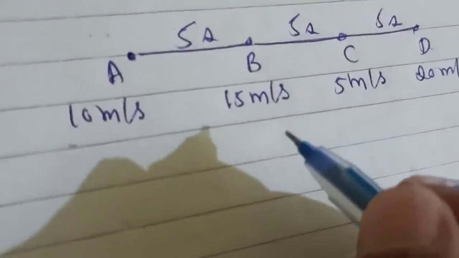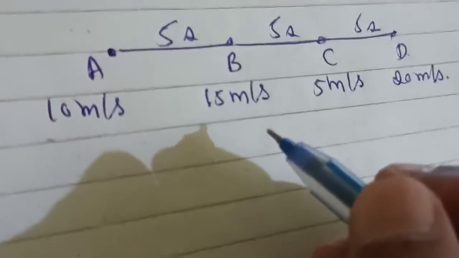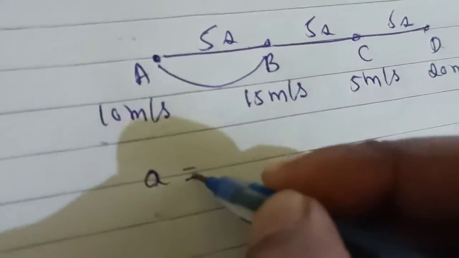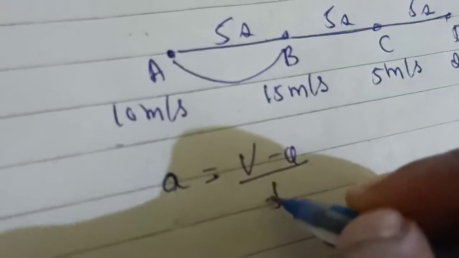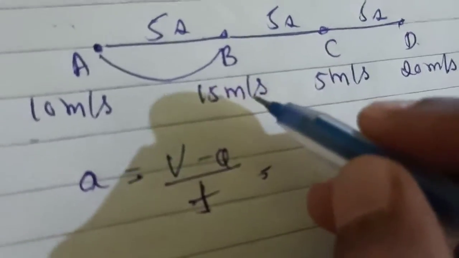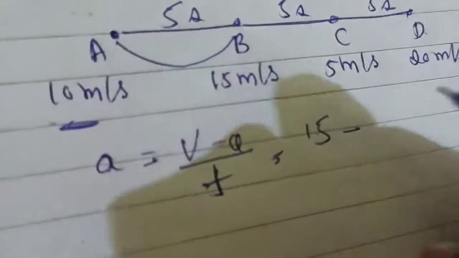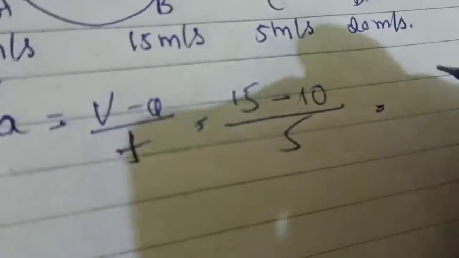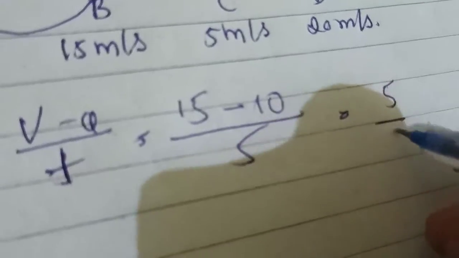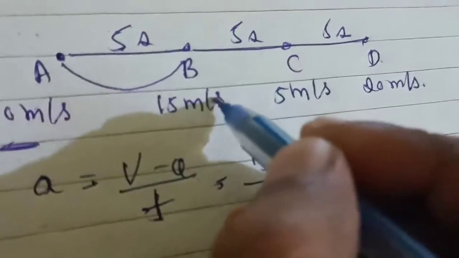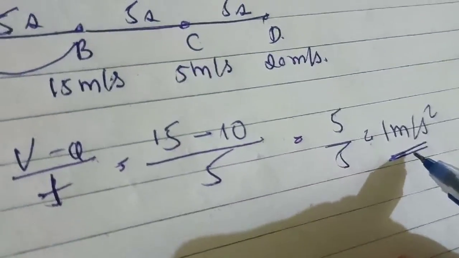So if you consider the example for non-uniform acceleration. Consider point A to B. A car moves from A to B. Now if you find out the acceleration, what is the final velocity here? It is 15 meter per second. And what is the initial velocity? It is 10. And the time taken is 5. So 15 minus 10 is 5, divided by 5 is 1 meter per second square. So from A to B, you have got the acceleration 1 meter per second square.